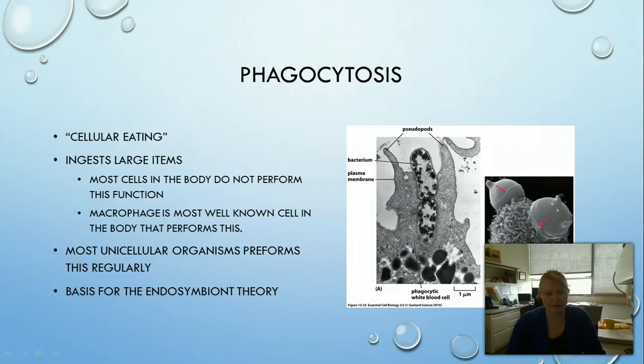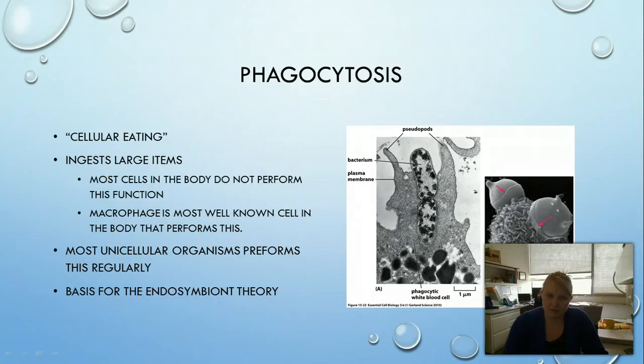Most of our cells in our bodies don't perform this, but the macrophage is the best example in the human or in multicellular eukaryotes that actually ingest things, and so it's important to understand that. Most unicellular organisms, however, will perform this regularly. They will totally ingest these large cells or these large pieces of debris and break them down. This is the basis for the endosymbiont theory.